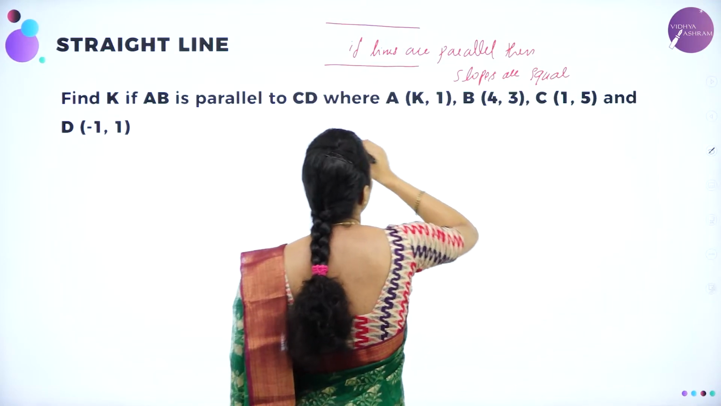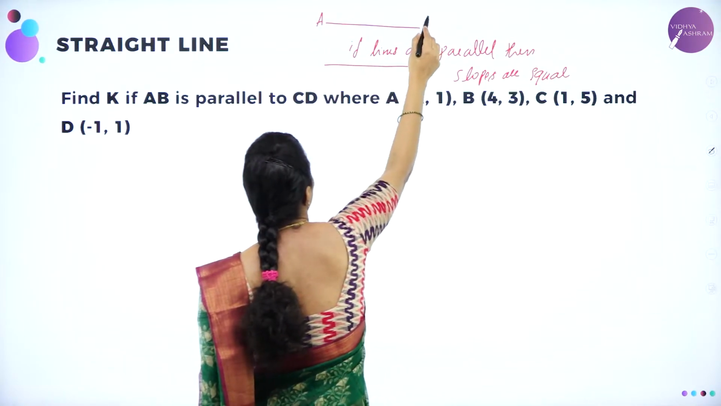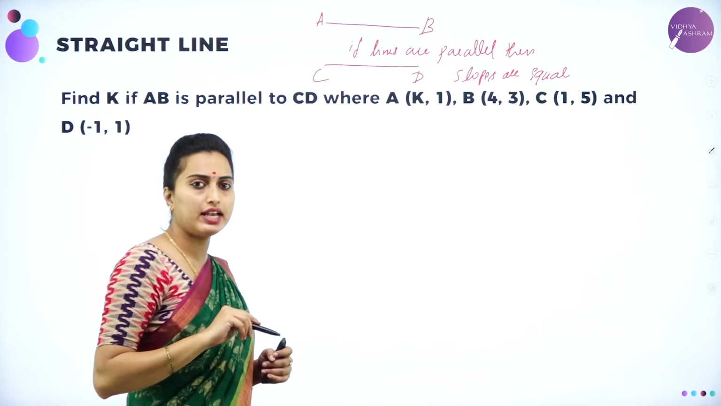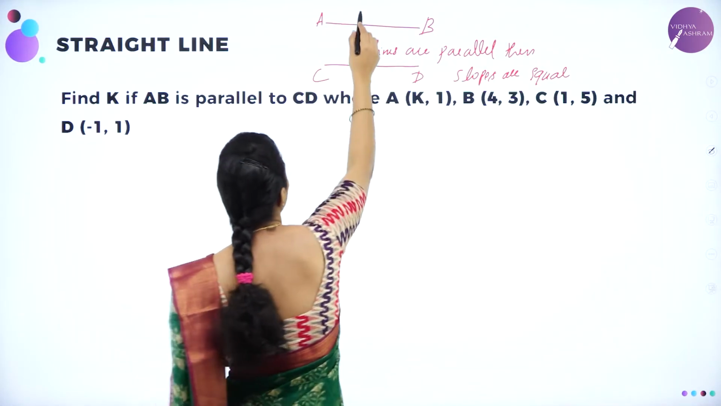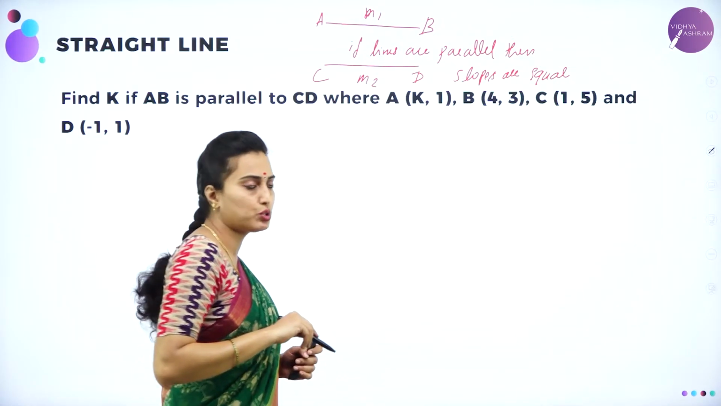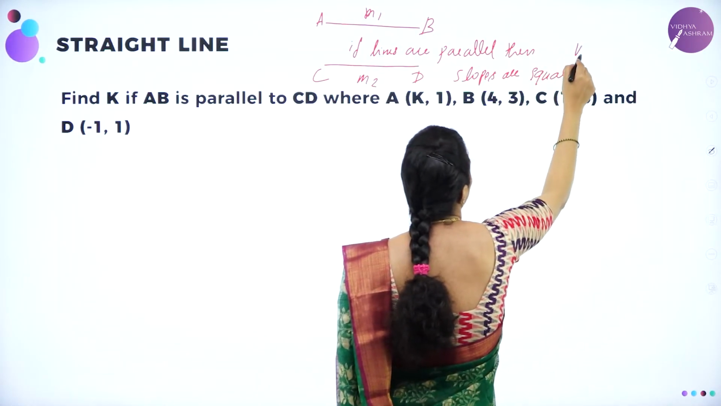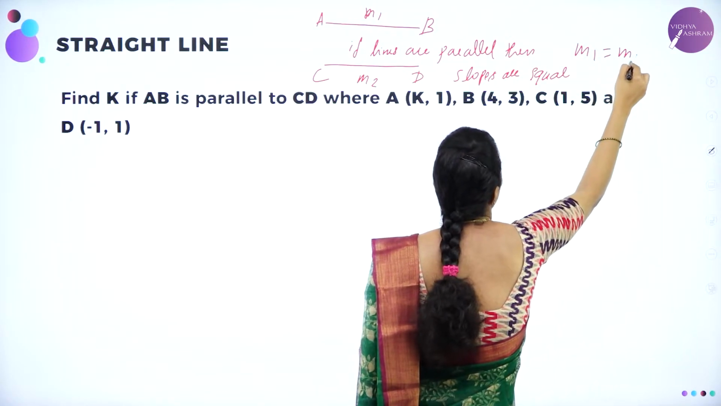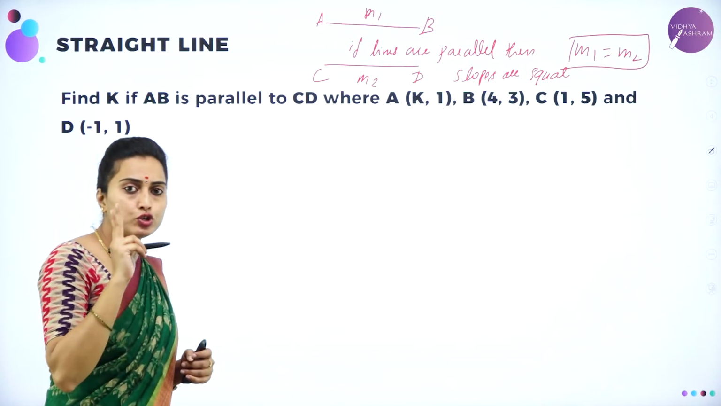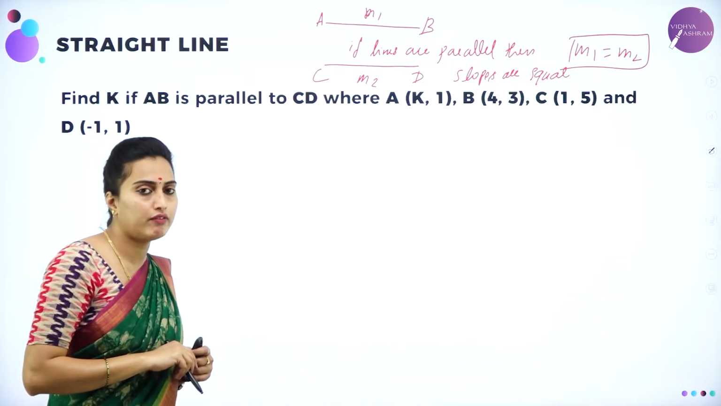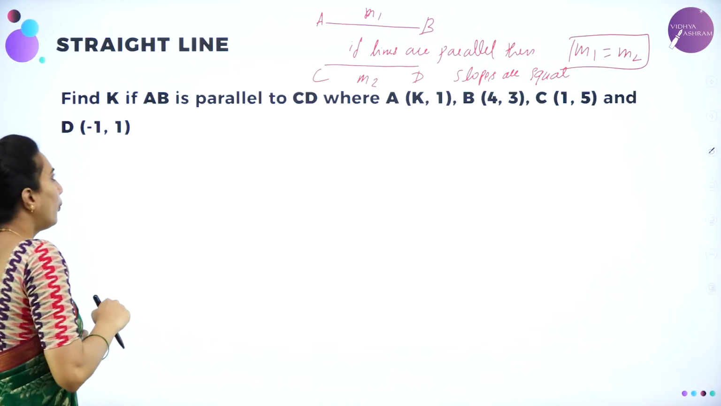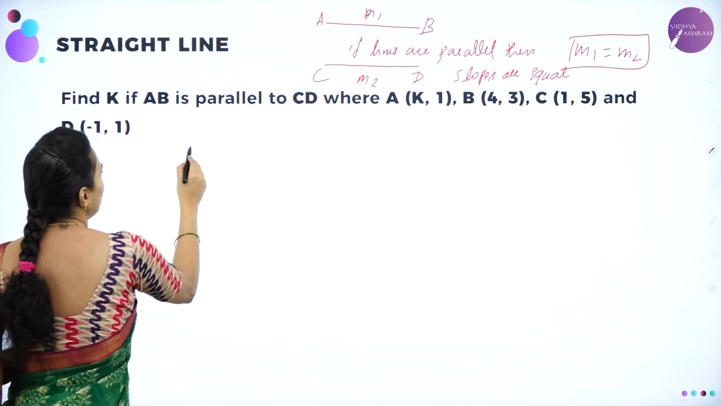So here, if I consider this as line AB and this as line CD, the slope of AB let me take as M1, and the slope of CD as M2. If the lines are parallel, then the condition is M1 is equal to M2. We know the formula: M is given by y2 minus y1 divided by x2 minus x1, if two points are given. According to that, we can take it as the slope of AB.